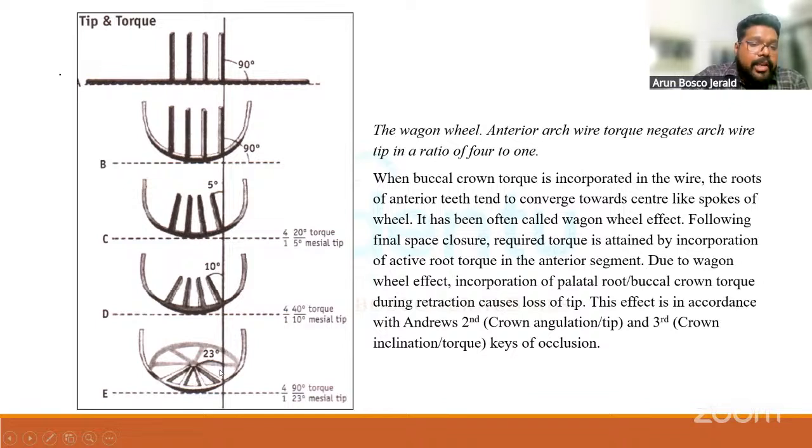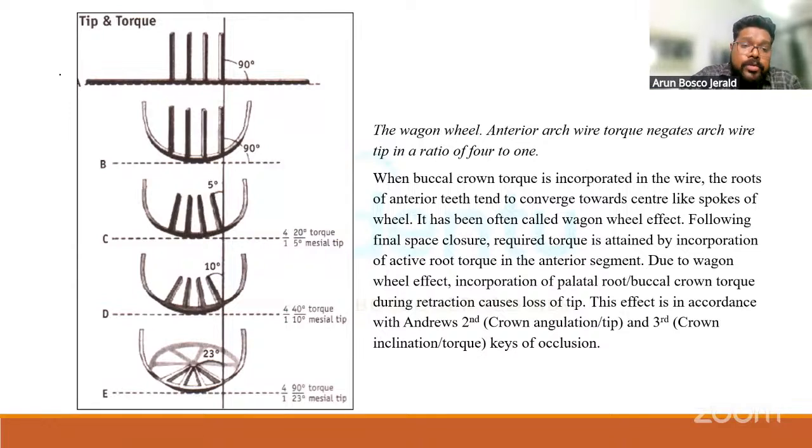That means in an arch form, when you add torque, the tip is lost. For natural dentition, the tip will be distally directed. That means for all the natural dentition to look better, the roots of all the anteriors will be more distal than the crown. That is what is called tip. Now here, when we are adding torque, the tooth will be moving in the opposite direction than what is required. Usually it should be directed distally. Because of the added torque in this arch form, it is moving easily. That means you are losing tip.